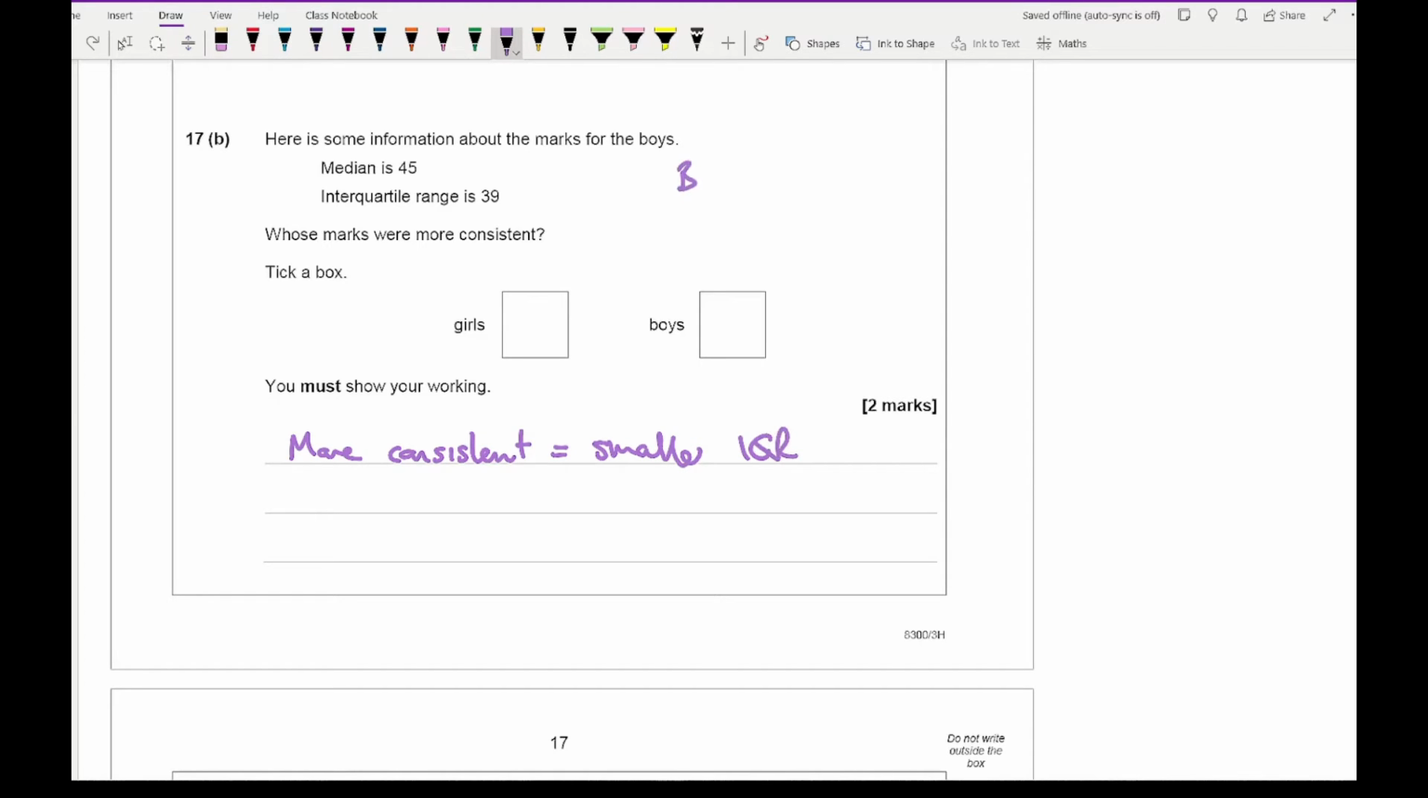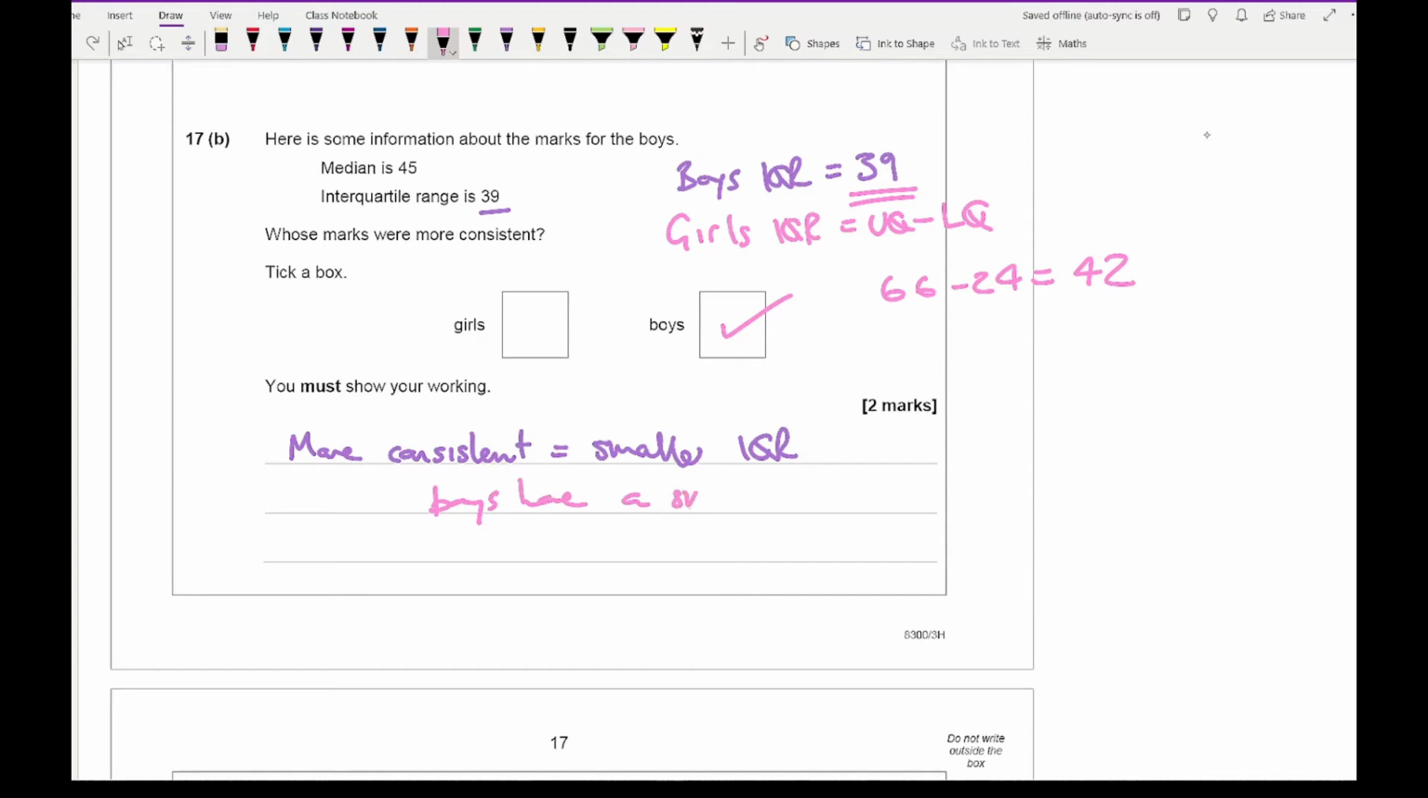Now for the boys, the IQR, it tells us in this information that it's 39. Now for the girls, what I need to do is I need to do the upper quartile minus the lower quartile, which is 66 minus 24, which gives me an answer of 42. So as you can see that the boys have got a smaller IQR, so the box I need to tick then is the boys. And again, you could say that the boys have a smaller IQR, but it's really important that you do show your calculations for this, just to add a bit of evidence.